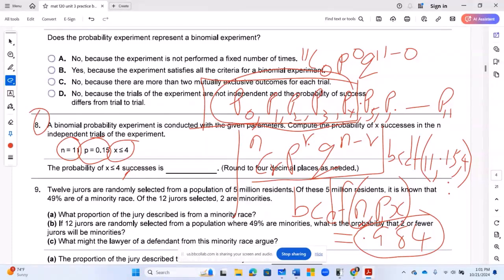And what if you are told to find the mean? What is the expectation? Anytime you're told to find the expectation in a binomial distribution, it is the mean. So you can just say np: n, the sample space, multiplied by the success. So the expectation, the mean, let me write mu. The mean is equal to n, the sample space, 11, multiplied by 0.15, the probability of success.